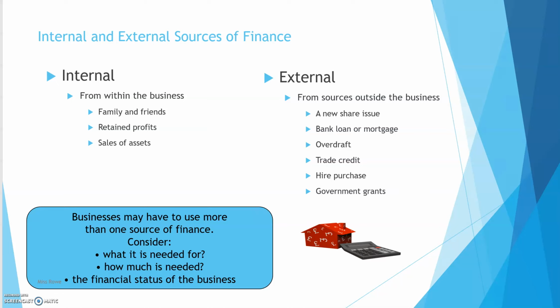So internal, you get from within the business, which is family and friends, retained profits, and sales of assets. Then for external, you have a new share issue, bank loan or mortgage, overdraft, trade credit, hire purchase and government grants. So obviously they're sources from outside of the business.